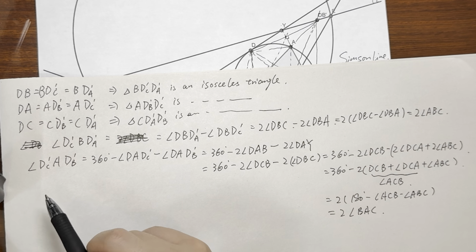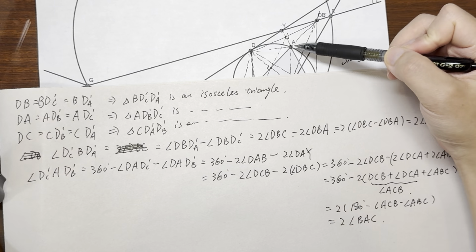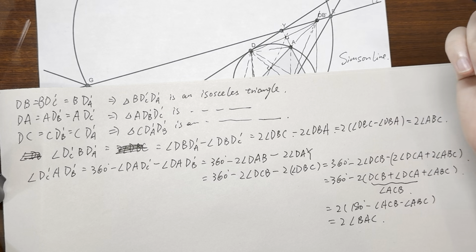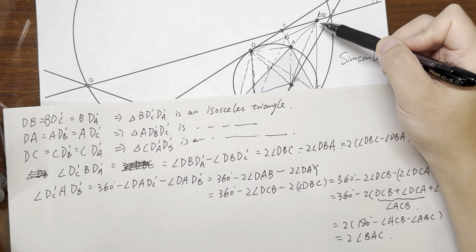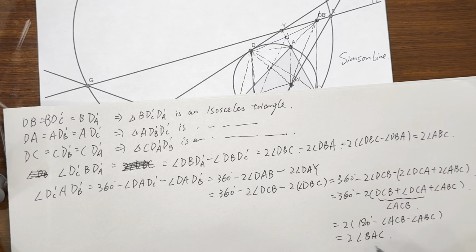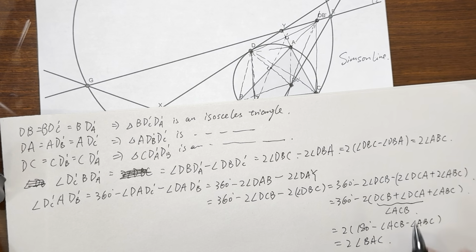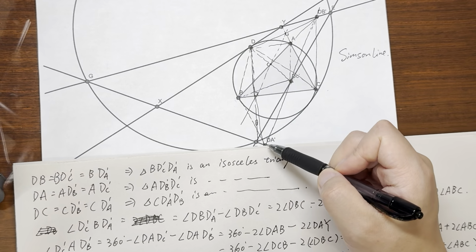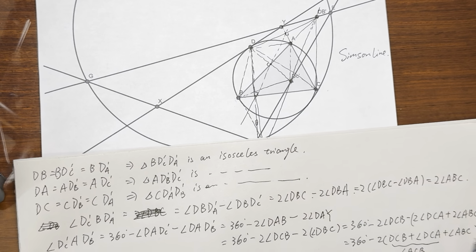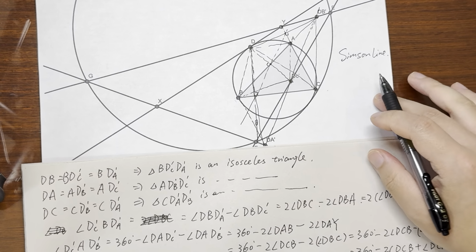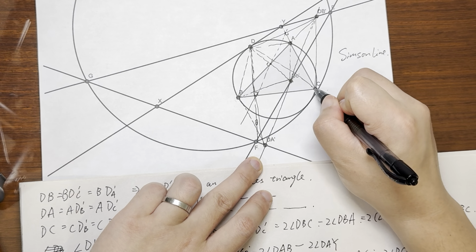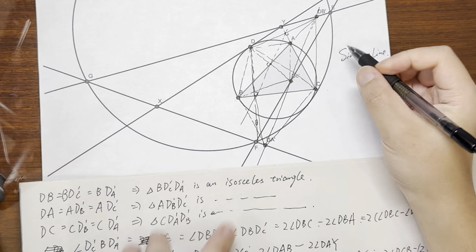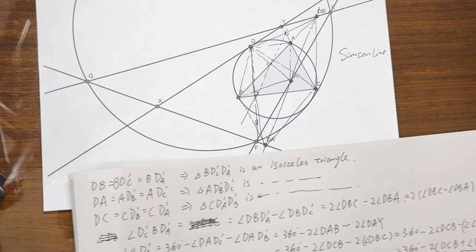Right, so we got that the angle DC'ADB', this angle, equals to twice of angle BAC. So it's similar to here, right? The angle DC'BDA' equals to twice of angle ABC. So now let's look at the angle DB'CDA'.